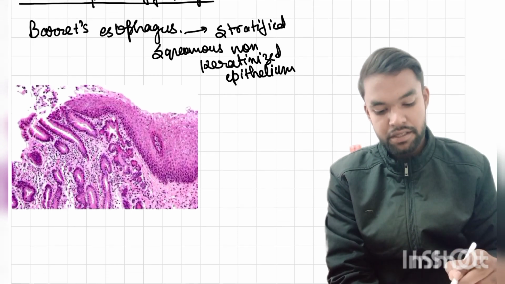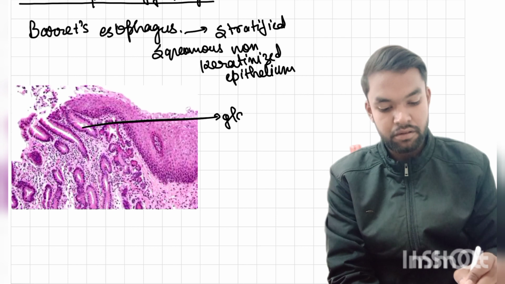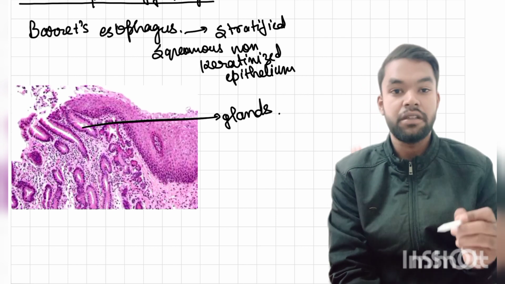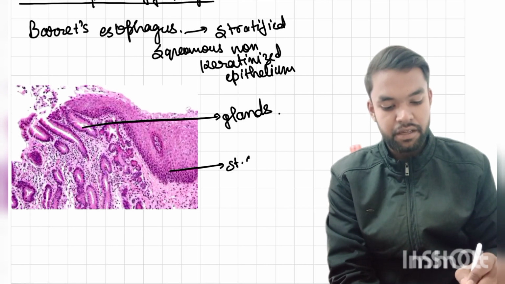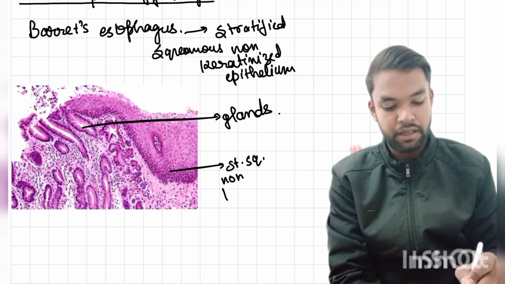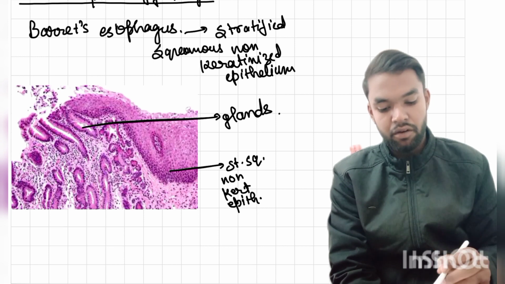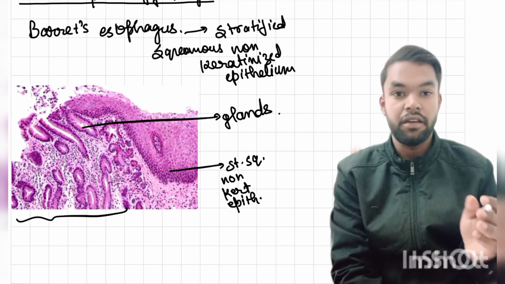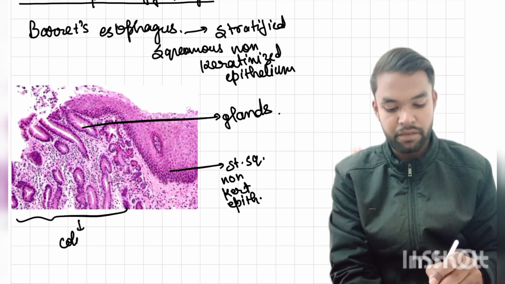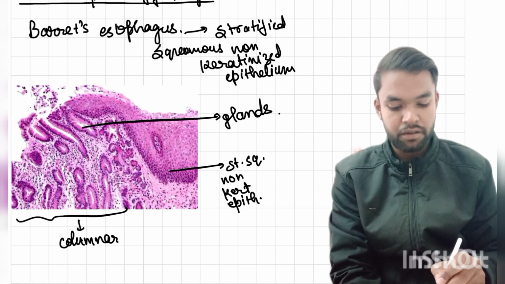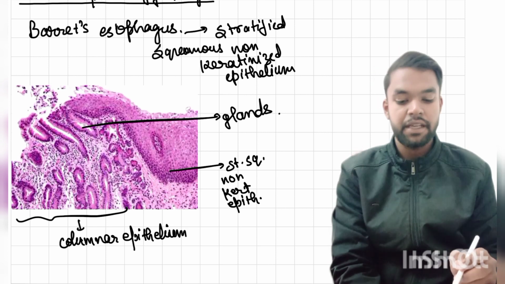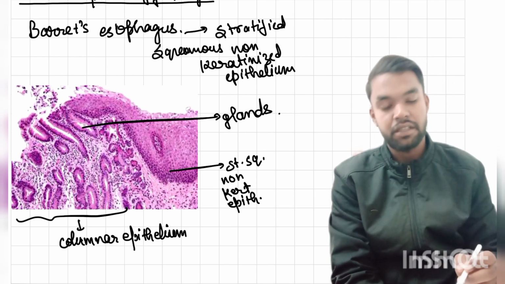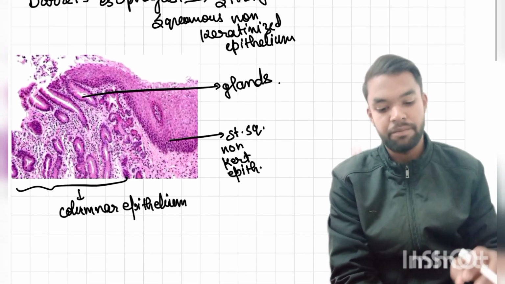So in this diagram we can see our glands, which are basically found in the columnar epithelium. This is our stratified squamous non-keratinized epithelium. Or basically we can see in this area the epithelium gets converted into columnar epithelium. So in this case we have seen the normal structure of our Barrett's esophagus pathology image.